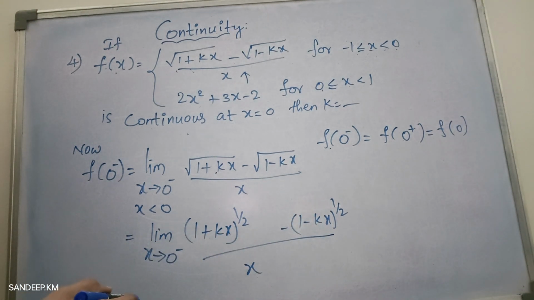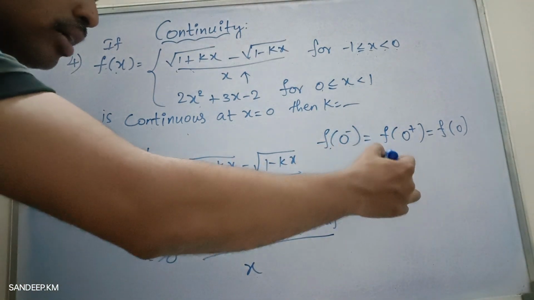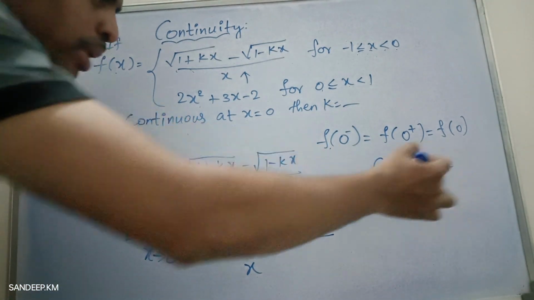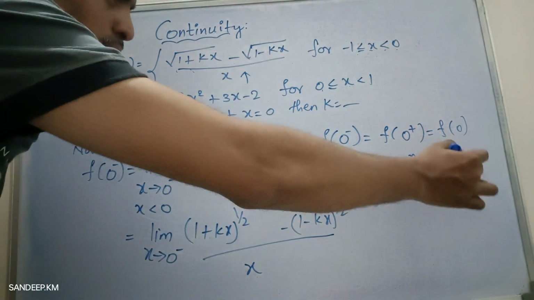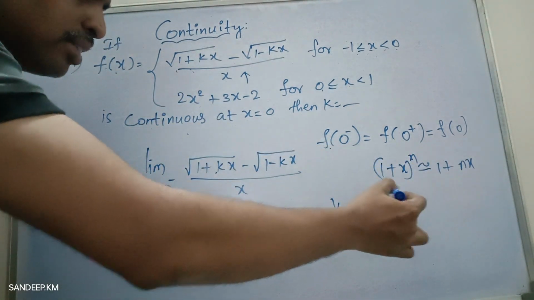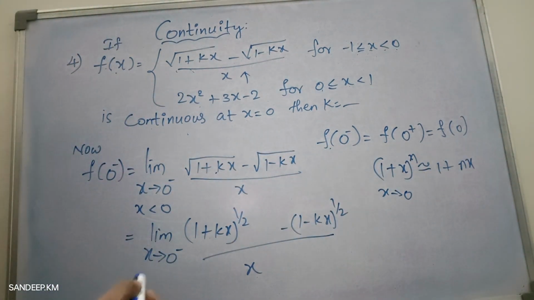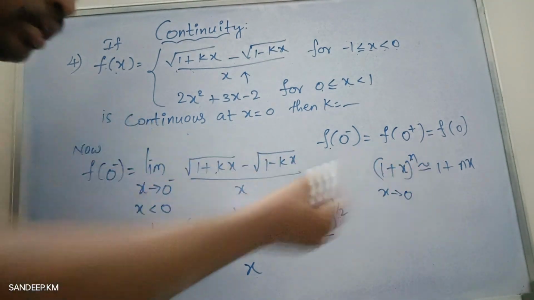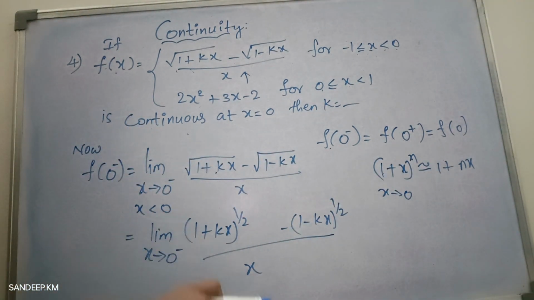Next, dear students, in the limits using standard formula, we have learned that (1 plus x) whole power n can be approximated as 1 plus n into x. I can approximate if x is approaching 0. If x is approaching 0, then I can say that (1 plus x) whole power n is approximately 1 plus nx. Let us do the same thing here.